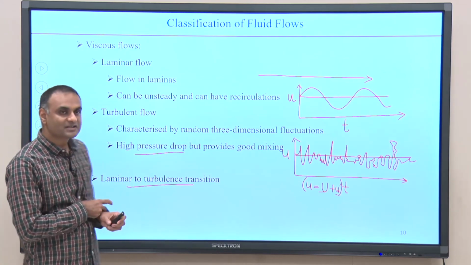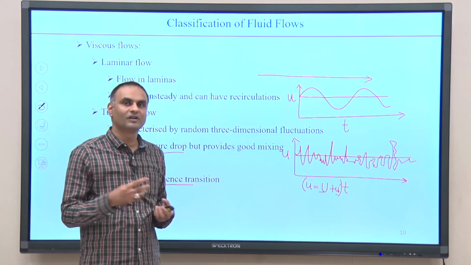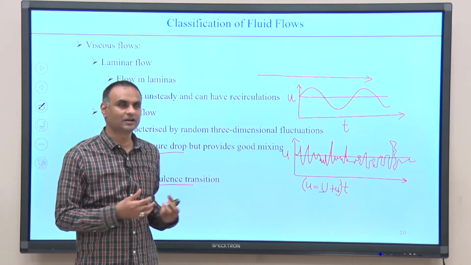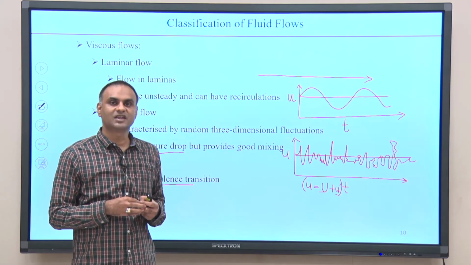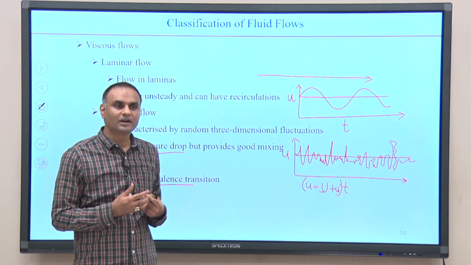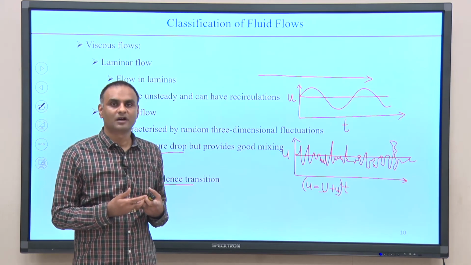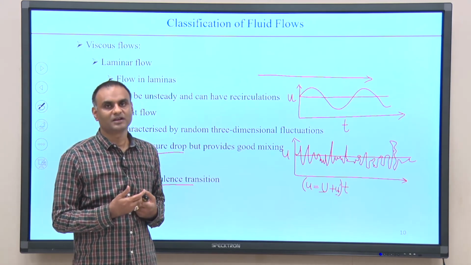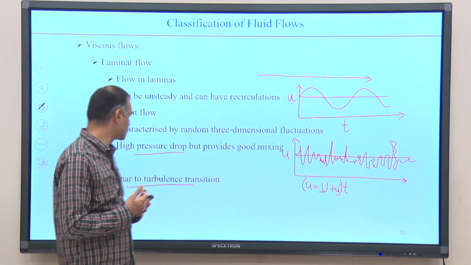If you talk about external flows, for example, flow over a sphere, flow over a cylinder, or flow over a flat plate, in these cases the flow becomes turbulent at a Reynolds number of about 5 into 10 raised to the power 5 or so.